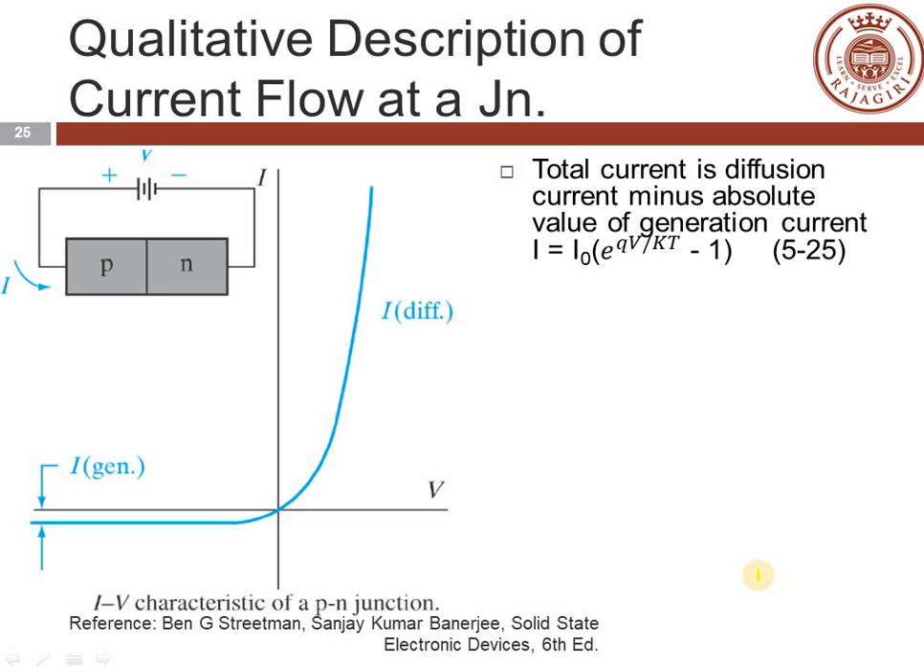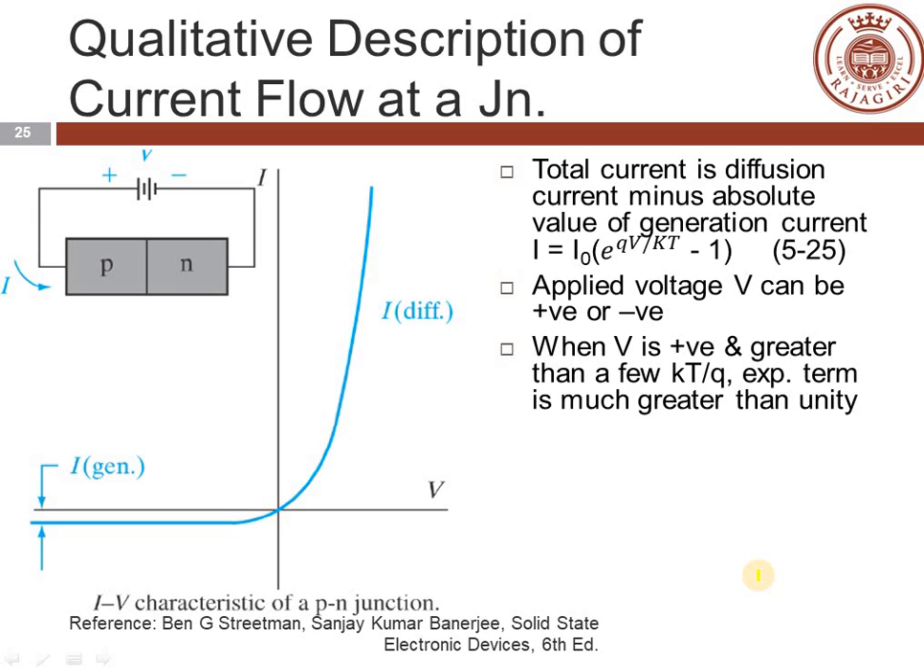So total current is the diffusion current minus the absolute value of the generation current, which is I equal to I0 into e to the power Qv by Kt minus 1. Applied voltage V can be positive or negative. When V is positive and greater than a few Kt by Q, the first term is much greater than the second term.